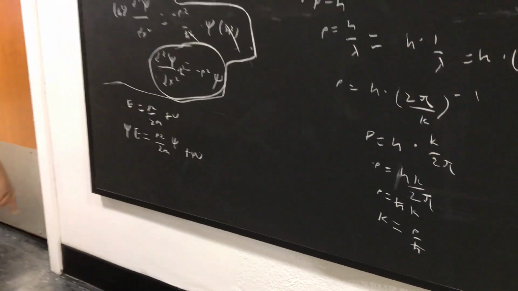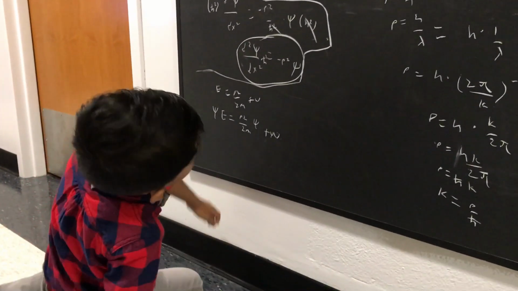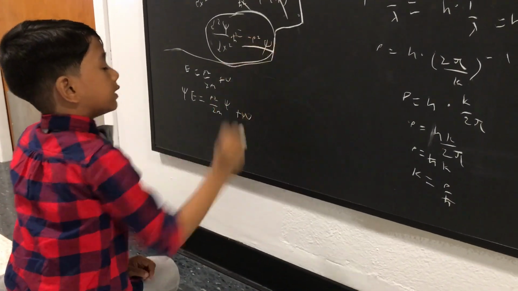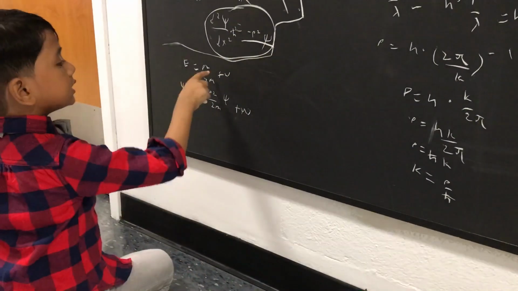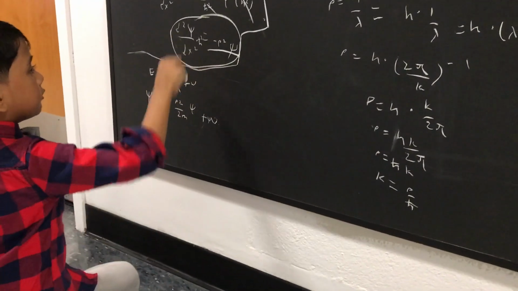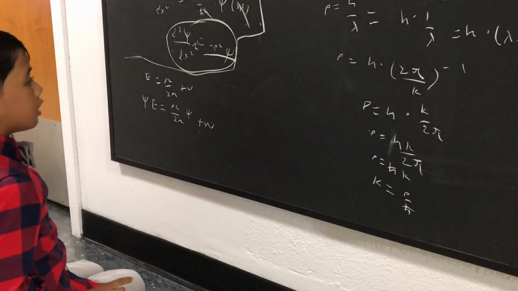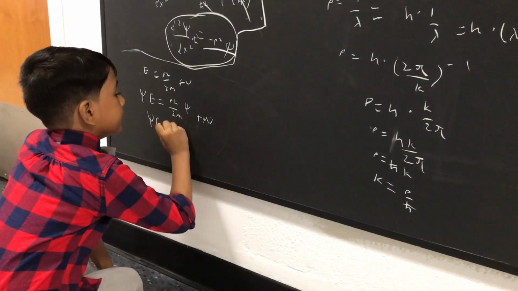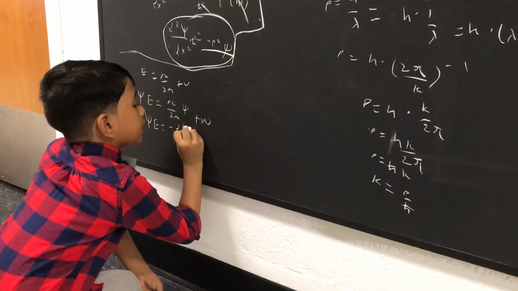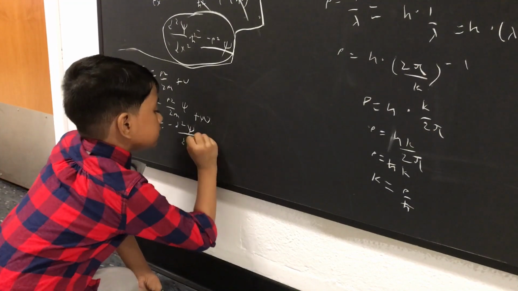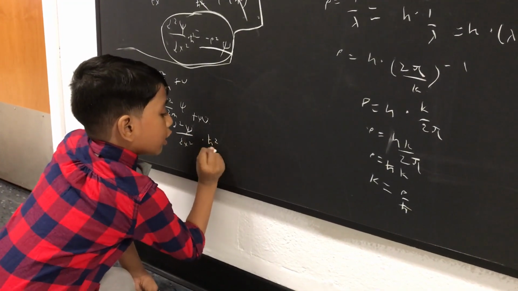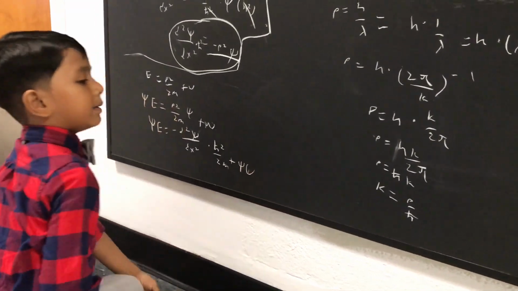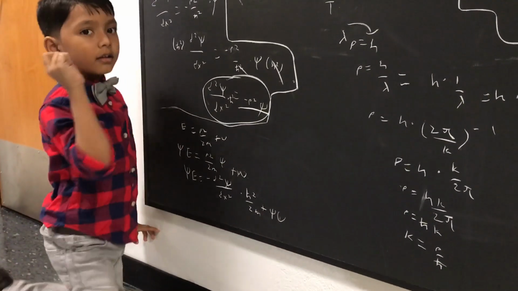Wait! Exception here. d squared psi over dx squared times reduced Planck constant squared equals negative p squared psi, right? Since it's positive, then d squared psi over dx squared times reduced Planck constant squared should be negative. So psi E is negative d squared psi over dx squared times reduced Planck constant squared over 2m plus psi u. And that is the time-independent Schrödinger equation.